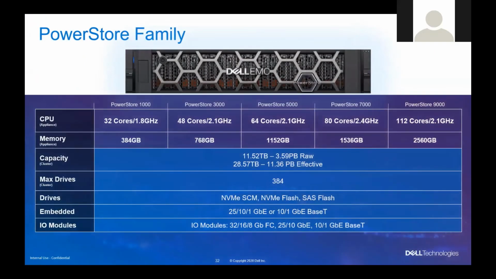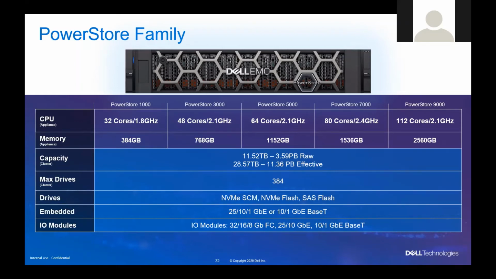And here's just a quick overview of what the PowerStore family looks like. Essentially, as you go from the PowerStore 1000 up to the PowerStore 9000, you're getting significantly more CPU and memory. The capacity ability inside of a cluster essentially remains the same. It's just that ability to really scale up the performance. And it is all NVMe, as we mentioned, with storage class memory as available. And then we have 25, 10, and 1 gig, and of course, we have 32, 16, and 8 gig Fibre Channel as well.